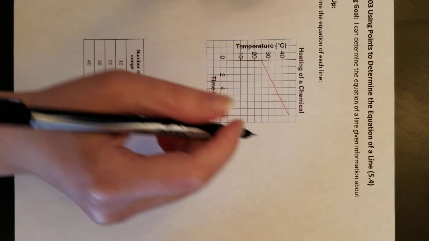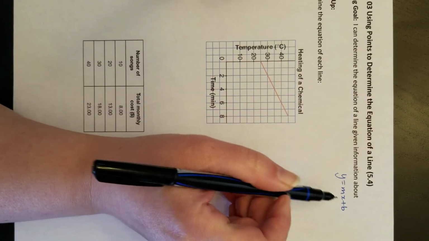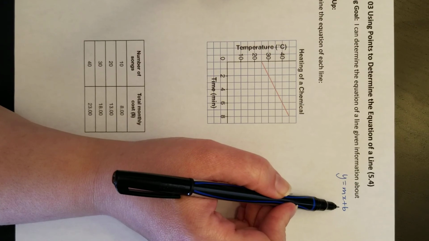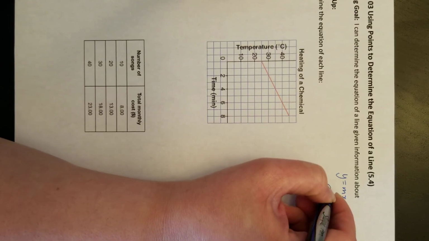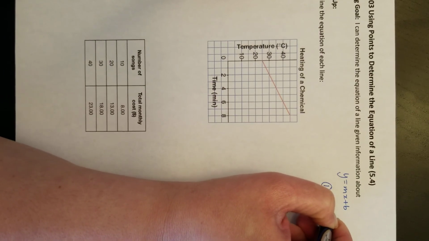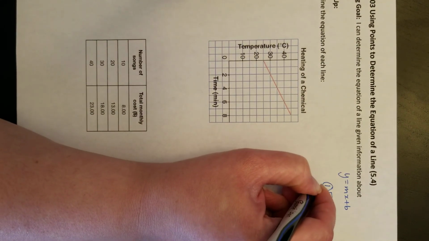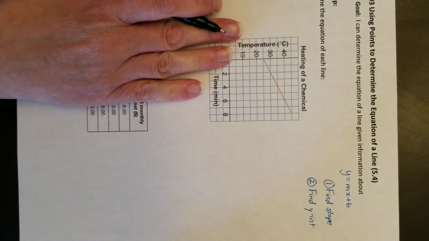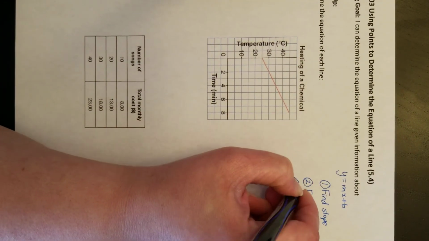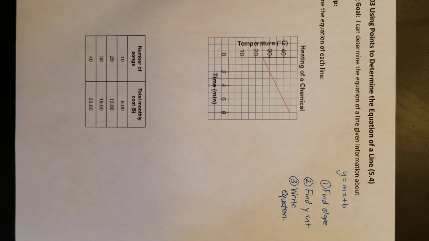We know that the standard form of the equation of a line, which you guys have looked at, is y equals mx plus b. The m is our slope and the b is our y-intercept. The steps in finding the equation are always the same, but we'll do them differently. The first step is to find the slope, whatever method we use. The second step is to find the y-intercept. The third step is to write the equation. We're going to go through those three steps for both the graph and the table below.